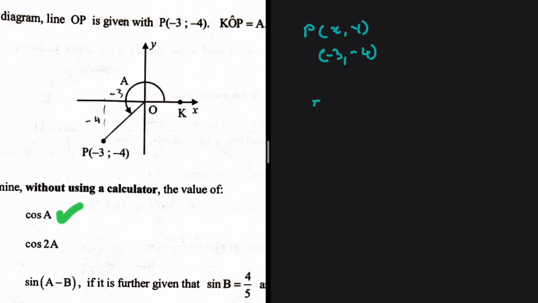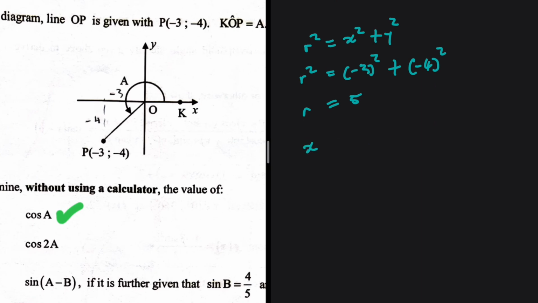If we do that, r squared should be equal to x squared plus y squared. So r squared will be equal to -3 squared plus -4 squared. It should be easy to see that r is actually equal to 5. So we have our x, our y, and our hypotenuse: -3, -4, and 5. Now let's go ahead and solve our equations.